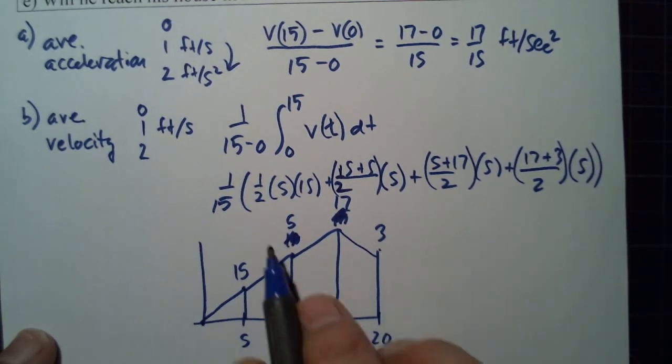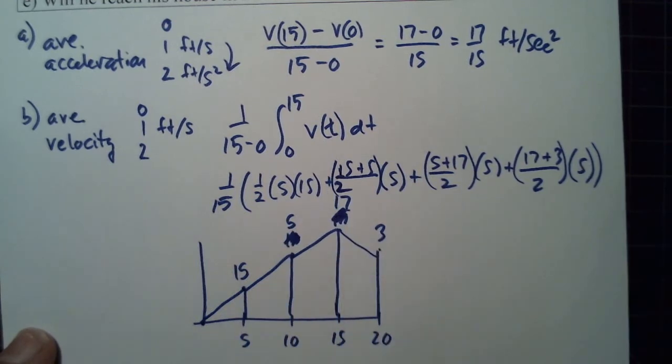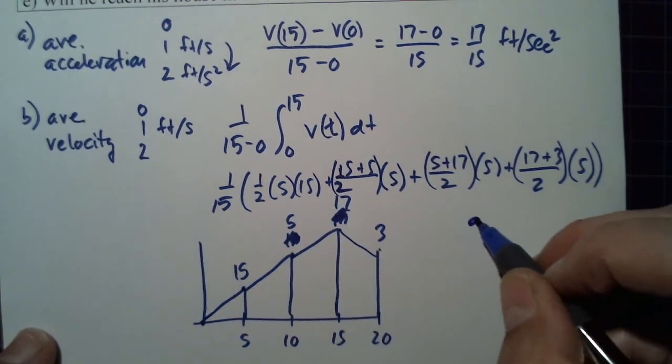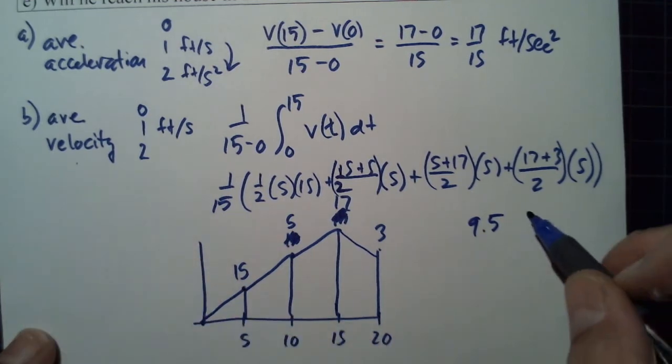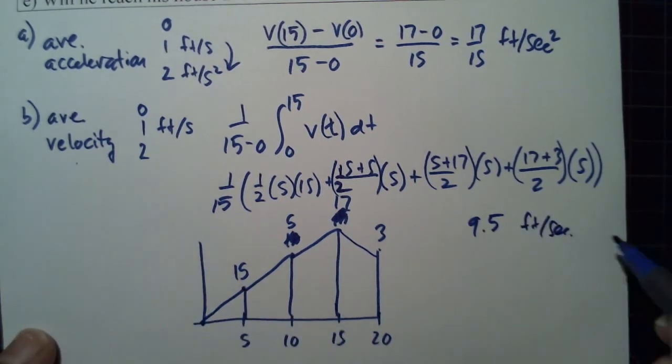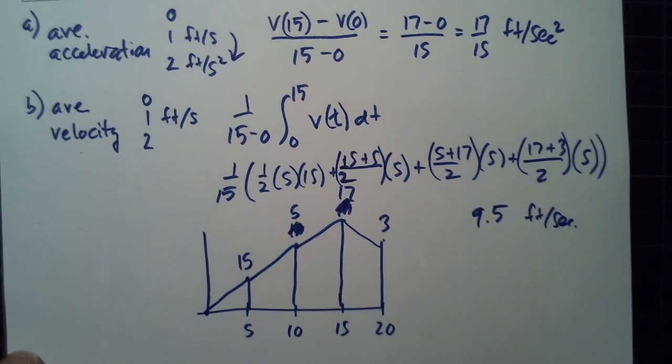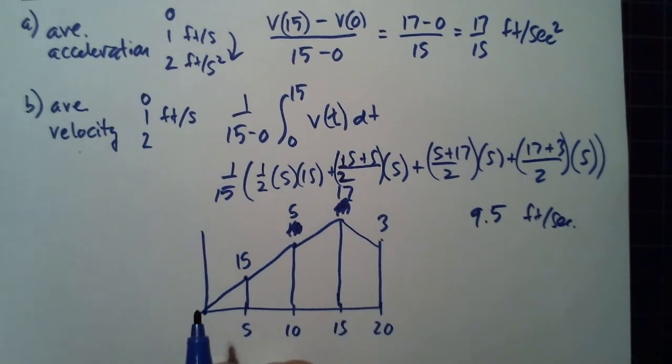Alright, if we evaluate all of that, hopefully we get 9.5. And we are finding velocity, so that'll be feet per second. Average velocity.